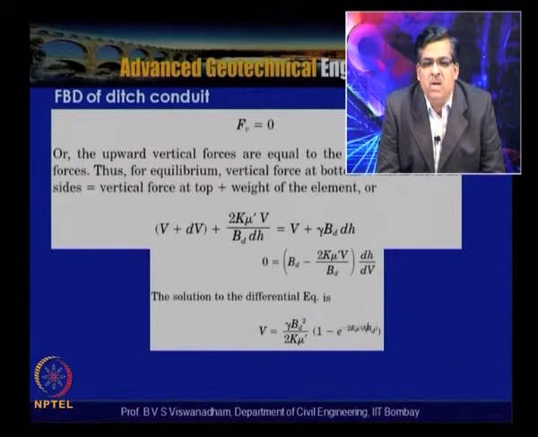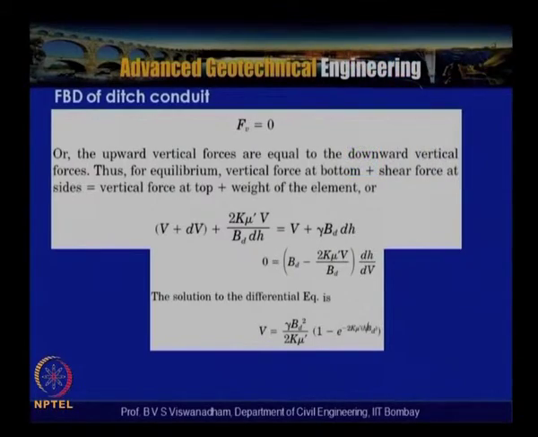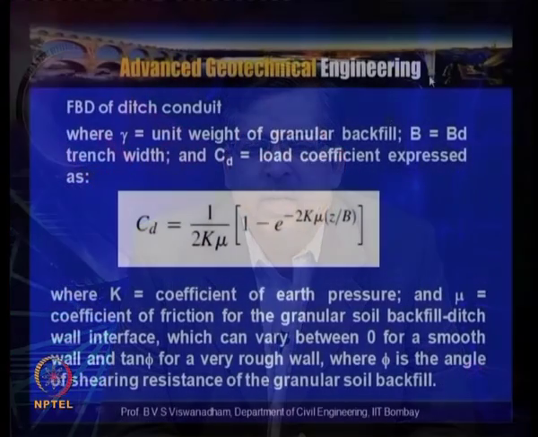So this is basically the solution of the differential equation, and the solution will actually yield V is equal to gamma BD square by 2K mu dash into 1 minus e to the power minus 2K mu dash H by BD. So this expression for V is equal to gamma CD BD square.